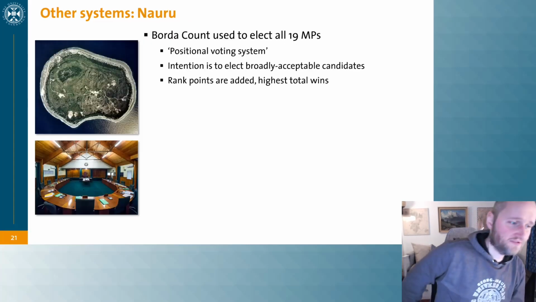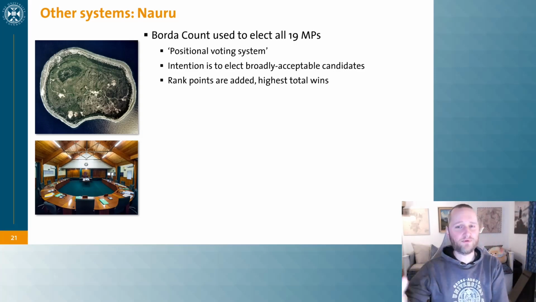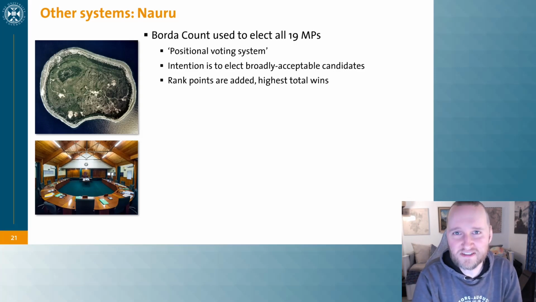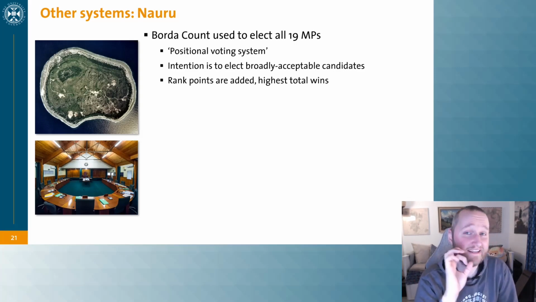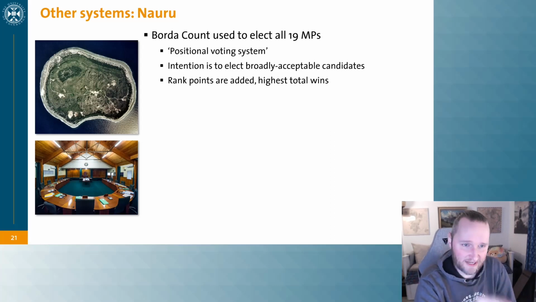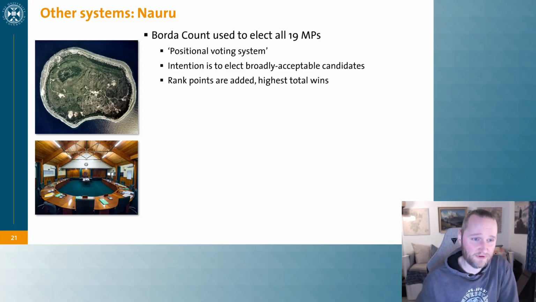Now, I promised you to talk a tiny bit about Nauru. Nauru is interesting because they are the only country in the world that uses the Borda count system to elect its members of parliament. Nauru is a tiny island nation in the Pacific. That is actually a map of the entirety of Nauru, and you can kind of tell the size of Nauru by looking at this airstrip here. That is basically half of the entire width of the island.